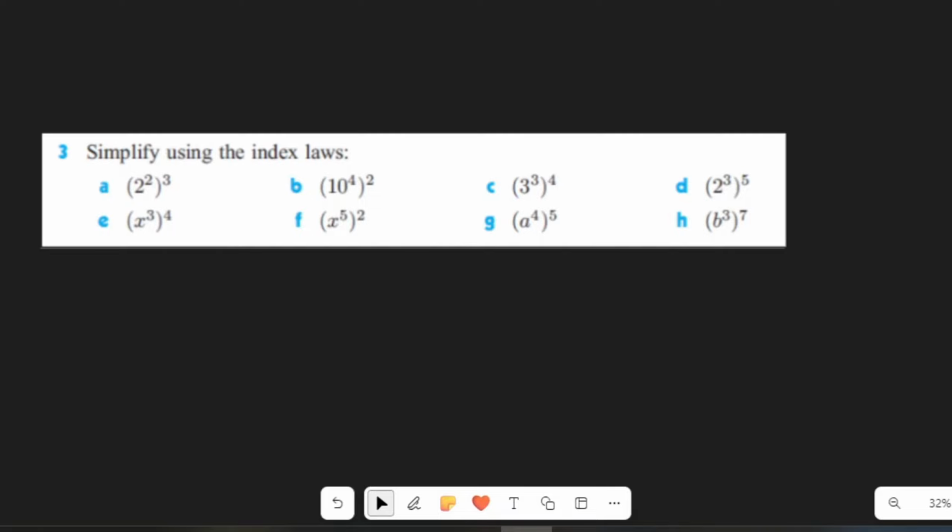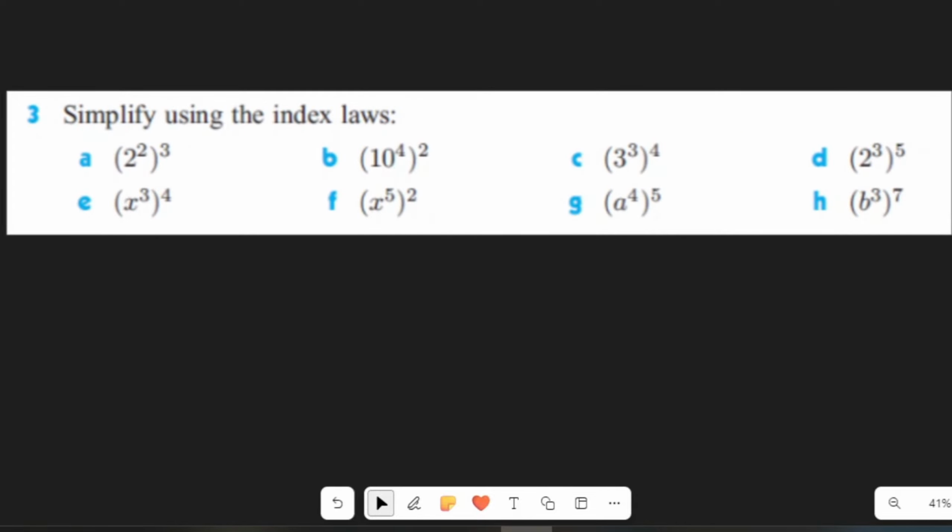We are simplifying using the index laws. So, as we mentioned before, let's choose B. We have 10 to the power of 4, all to the power of 2. So 10 to the power of 4 is the base and 2 is the exponent. So for this type of scenario, we have to multiply the exponents. So that's the same as 10 to the power of 4 multiplied by 2, giving us 10 to the power of 8.